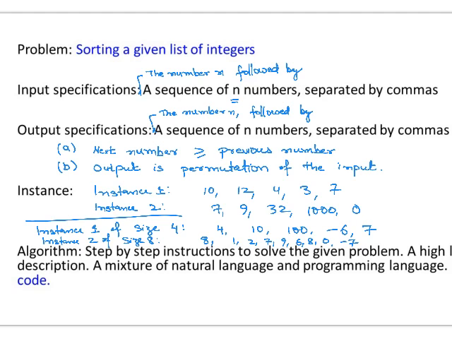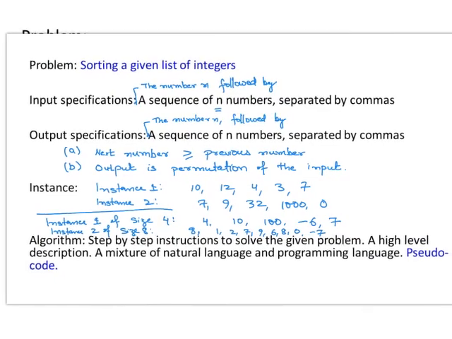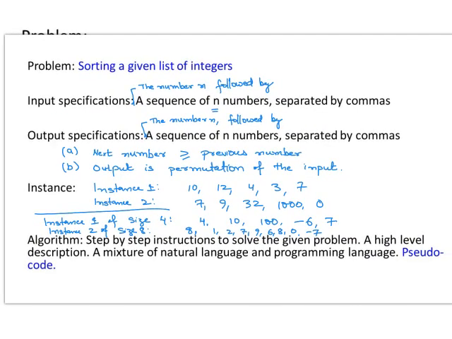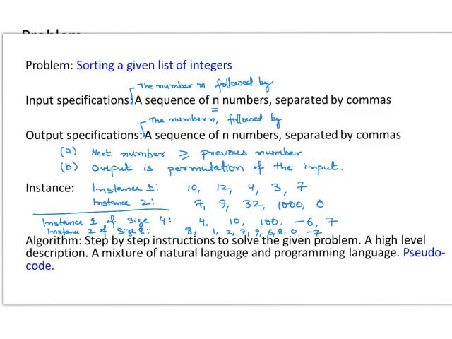What is an algorithm? An algorithm is step-by-step instructions to solve a given problem. A kind of high-level description in a mixture of natural language like English or whatever native language you use and programming language. And this is generally called a pseudocode. So let's go back to Professor Naveen's lecture to see what a pseudocode is and how we write algorithms in the form of a pseudocode.